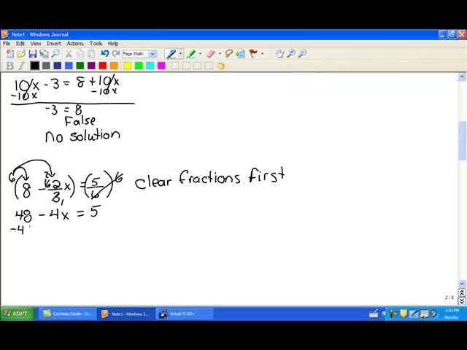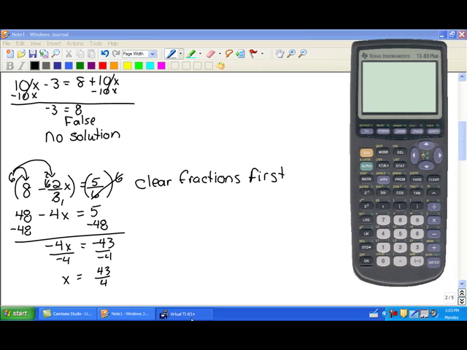At this point, we're going to subtract 48 from both sides. That will leave us with a negative 4x equals a negative 43. Get rid of the negative 4 since it's attached by multiply by dividing both sides by a negative 4. And x is going to equal a positive 43 over 4.